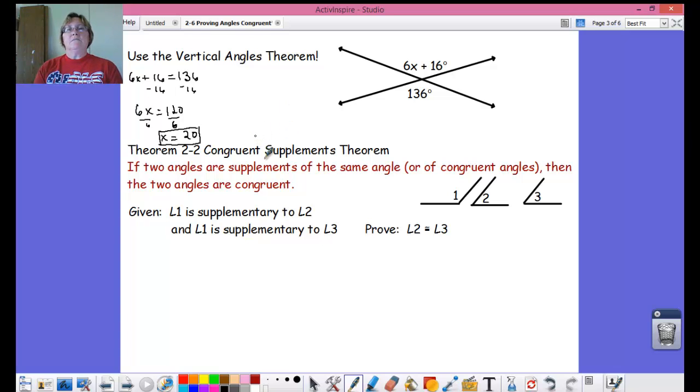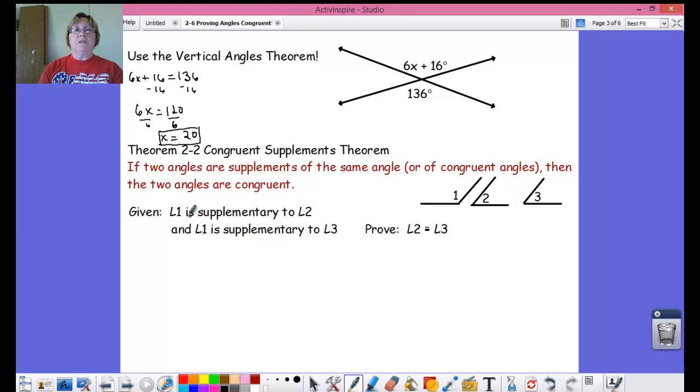The next theorem that I would like us to look at is called the congruent supplements theorem. The language is a little bit weird, but I want to see if I can explain it to you. If two angles are supplements of the same angle, that is, if angle 2 is supplementary to angle 1, and angle 3 is also supplementary to angle 1, then those two angles must be congruent.